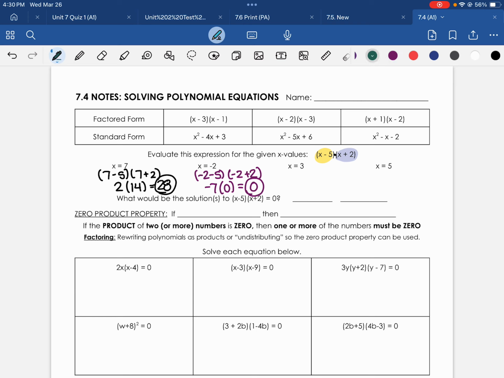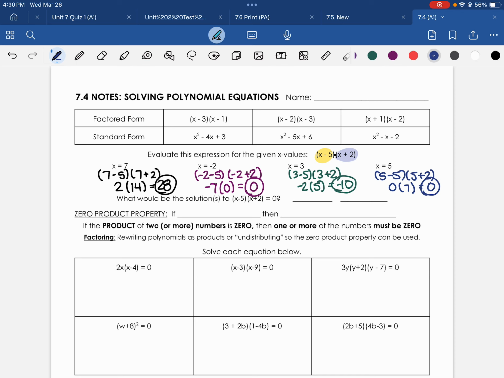Now let's try it with 3. 3 minus 5, 3 plus 2. Negative 2 times 5, negative 10. And one last one, 5. 5 minus 5, 5 plus 2. 0 times 7 is 0.